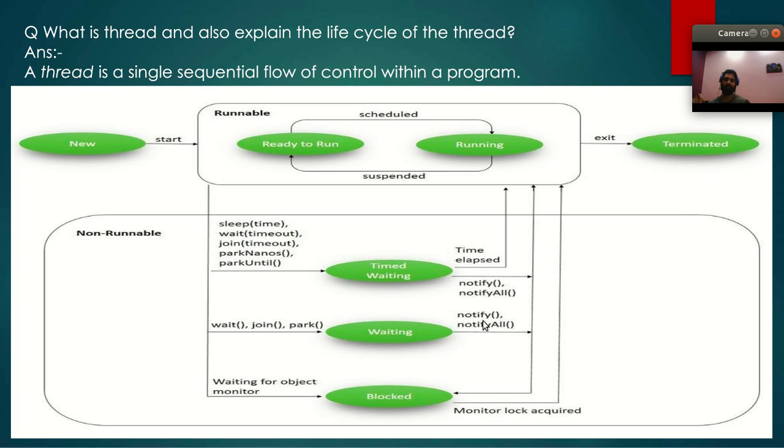So what is the notify method? The notify method is used to awaken a thread which is in a waiting state, and then notifyAll. The difference is that if we want to awaken a particular thread from a waiting state, then we can call notify. Let's say there is n number of threads which are in a waiting state, then we need to call notifyAll. So notifyAll will awaken all the threads which are in a waiting state.